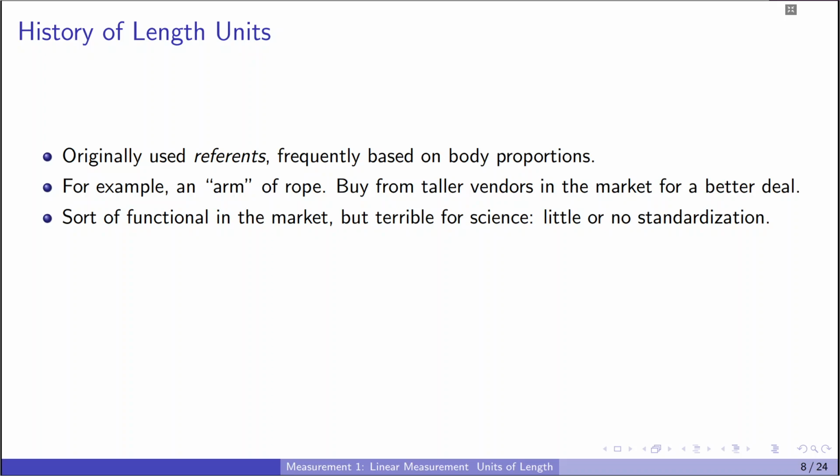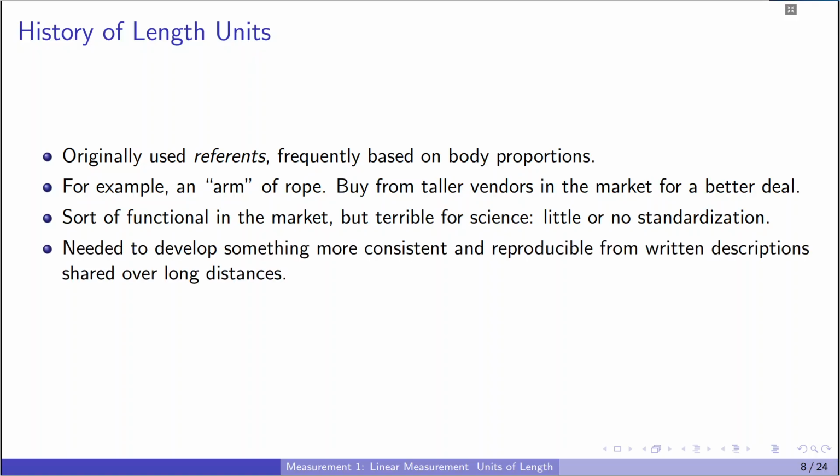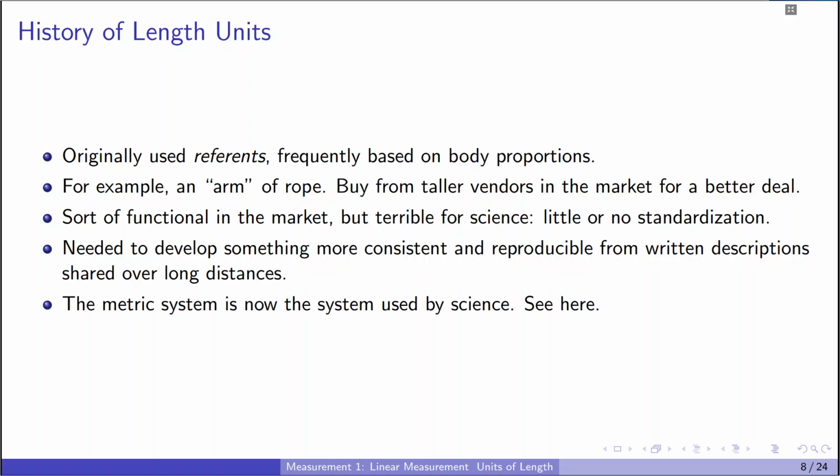It was sort of functional in the market, but it's terrible for science because there is very little or no standardization. We needed to develop something more consistent and reproducible from written descriptions so that we could share them over long distances and come up with the same value. The metric system is now the system used by science. There is a YouTube video I share in class that doesn't work when I'm posting to YouTube, but I believe that's the Tom Teaches Science.